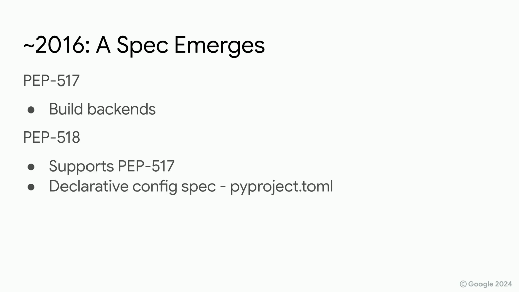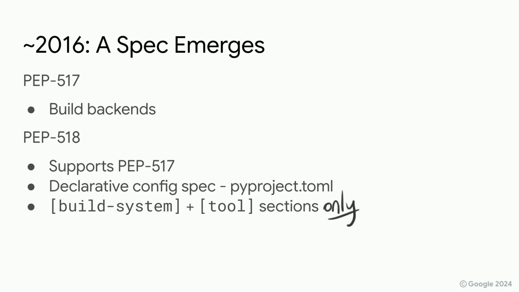But how do you actually say which one you want to use as a project? And that's where its sister PEP comes in, 518, where it defines pyproject.toml using a declarative config spec. But at this time, it only includes the build system and tool sections. The tool sections are there so tools can safely extend and use that file for storing their own config.